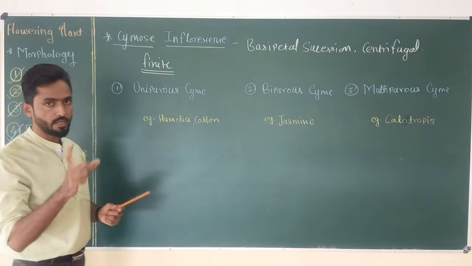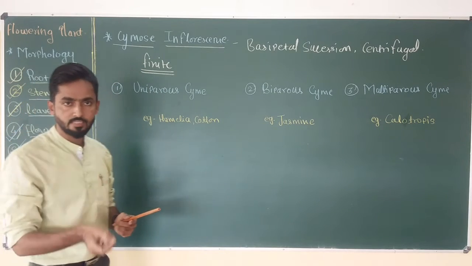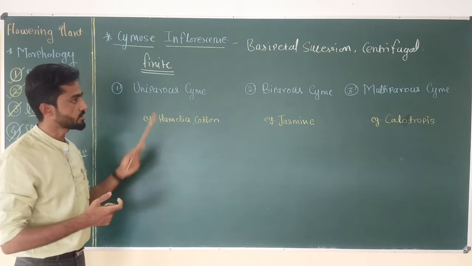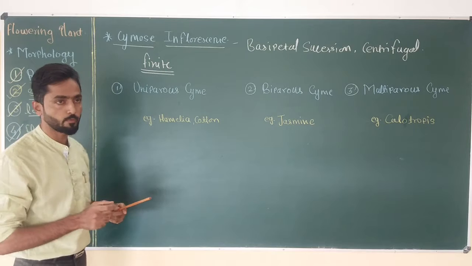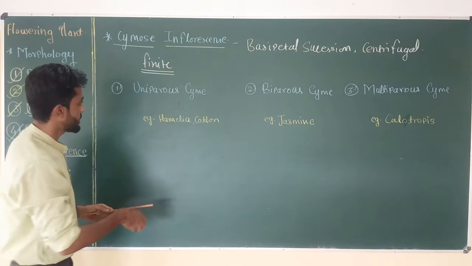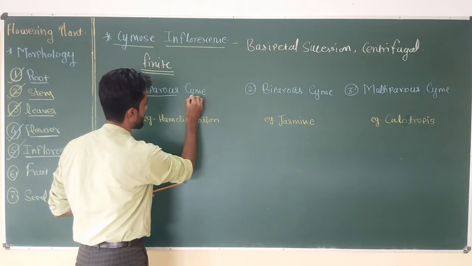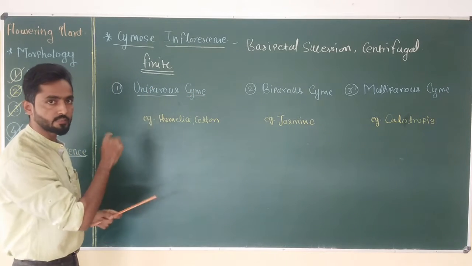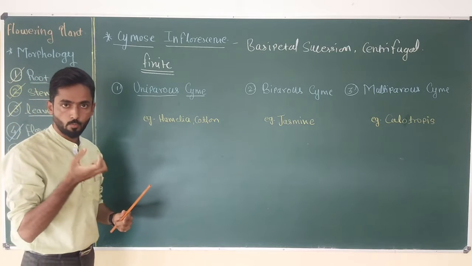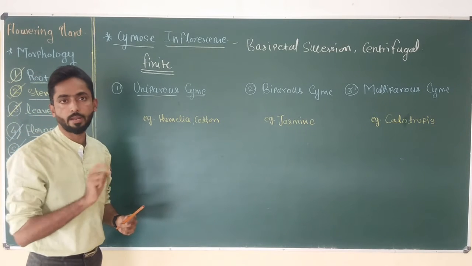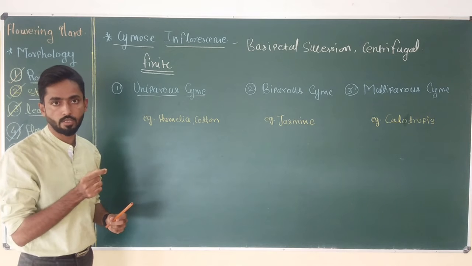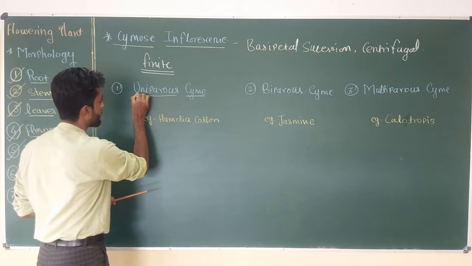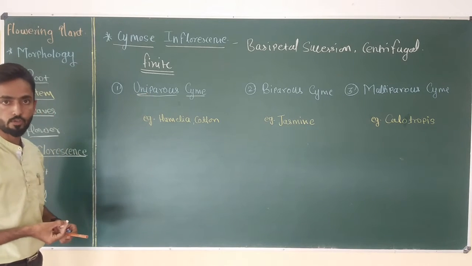Now depending upon the number of branches present in the inflorescence, the cymose type is divided into three main subtypes. That means cymose inflorescence has three subtypes. The first is uniparous cyme. Uniparous means in this type of inflorescence, the group of flowers has only one branch or only one peduncle. So each flower is going to be produced on a single branch. So it is called uniparous type of cymose inflorescence.